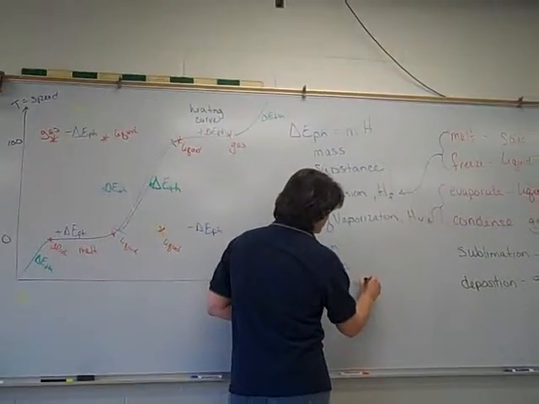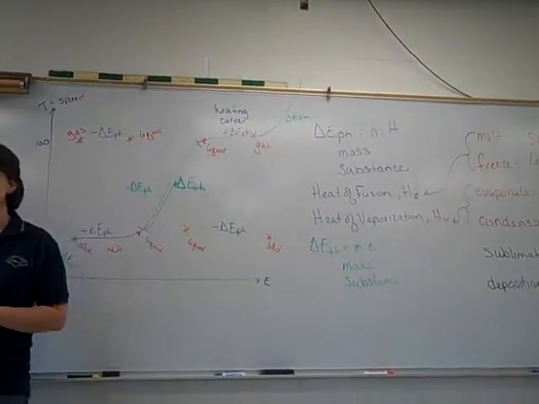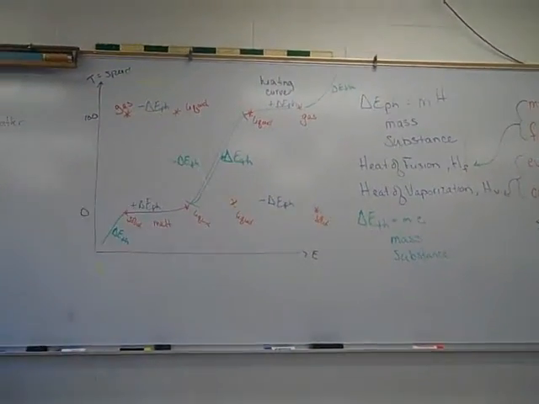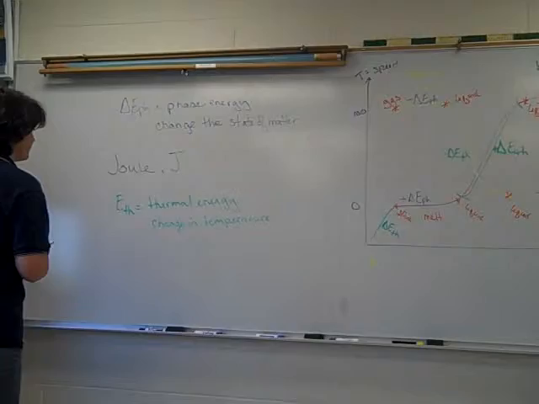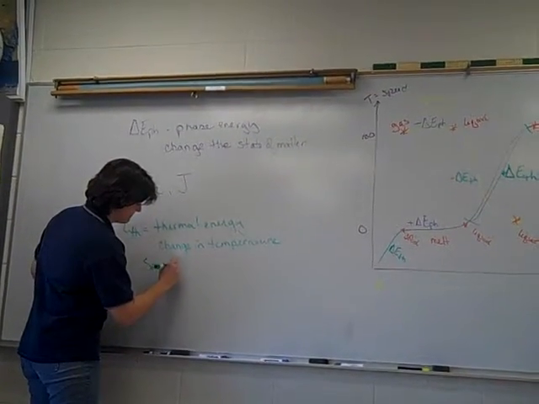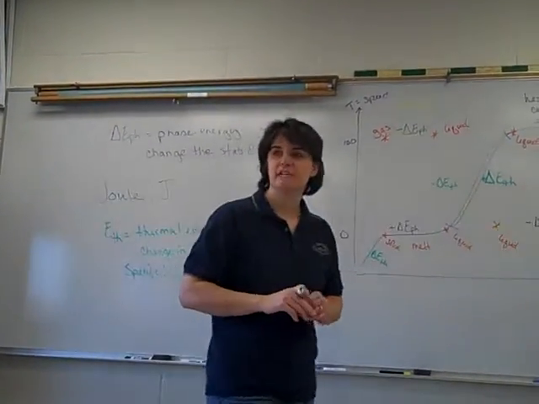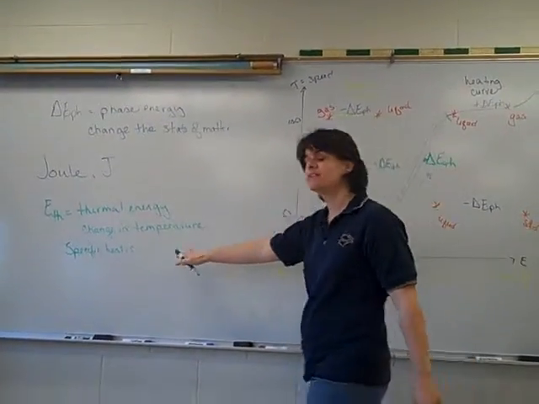We actually call this C. This is the specific heat, or the heat capacity of something. Let's put that here. Okay, the specific heat. And again, this is a constant for everything.